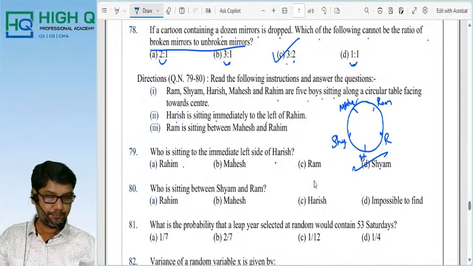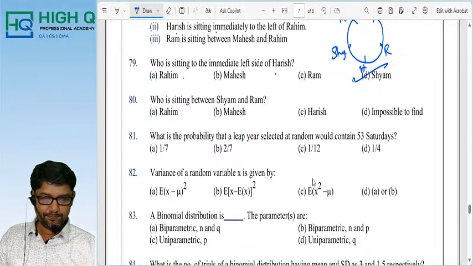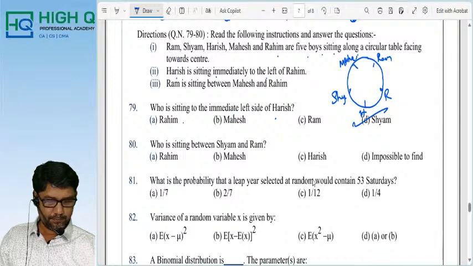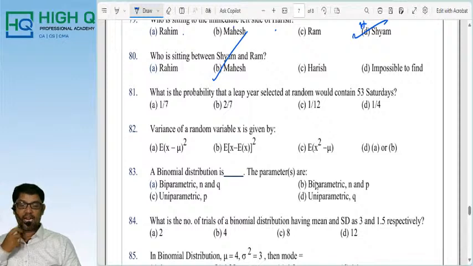Shyam. Who is sitting between Shyam and Ram? Shyam and Ram, Mahesh. Alright, it's a very simple question.